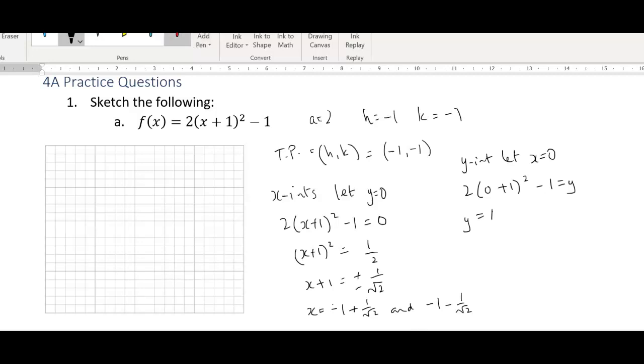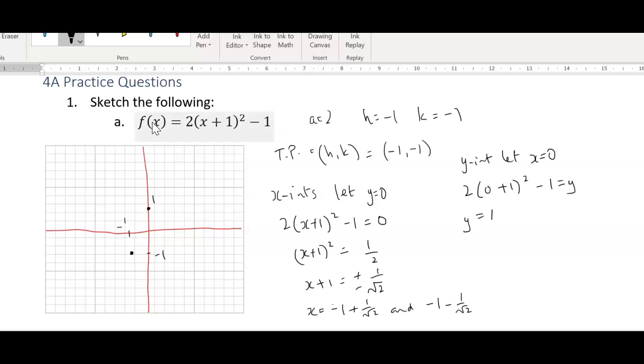All right, so graphing it. All right, there we go, our axes. I have a turning point at -1, -1. Now you can see I'm not really using the scale here. So there's our turning point. Now I've got -1 plus 1 on root 2 and -1 minus 1 on root 2 and a y-intercept at 1. So I'm going to put that in there.